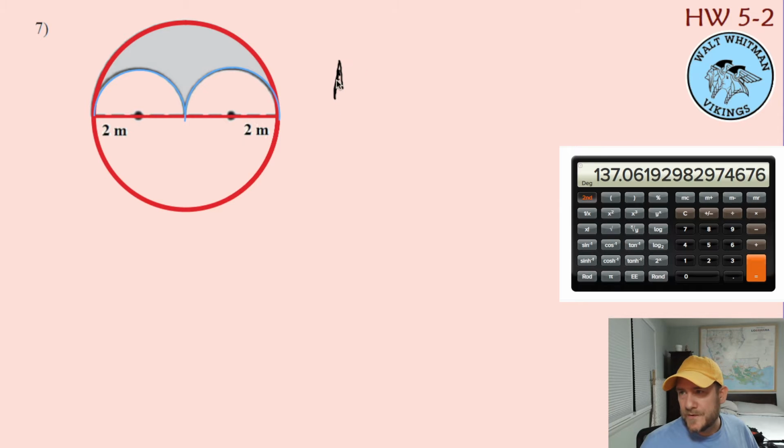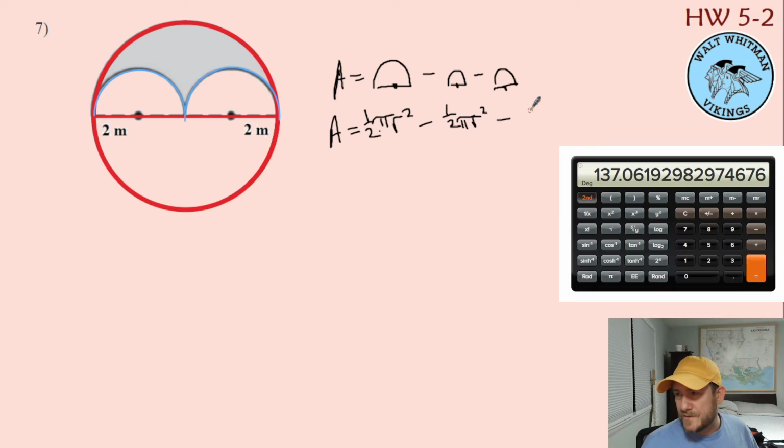So I'm setting up an equation where I'm doing what? A half circle minus a little half circle minus a second little half circle. So this shouldn't be bad. I'm just going to be doing pi r squared and chopping that in half. Then I'm going to do pi r squared, chop that in half again, and then do it one more time.